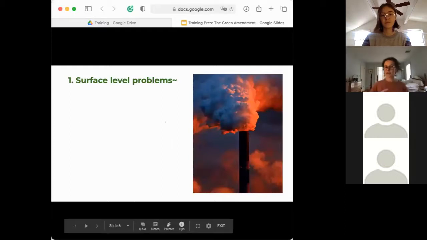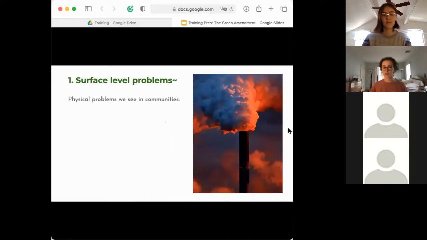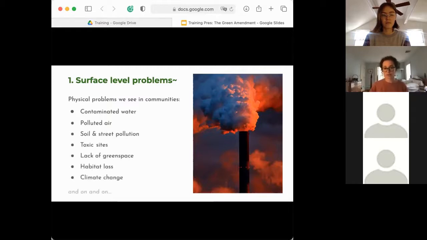All right, so we're going to split up these problems into two different levels. First are surface level problems. Surface level problems are physical problems that we see that are harming communities, that are examples of larger problems or symptoms of way bigger issues. All of these that we are going to list here are examples of surface level problems: contaminated water, polluted air, soil and street pollution, toxic sites, lack of green space. Some of these may seem like they're the root problems, which are second level. But if you think about a lot of these, they are just the physical problems that we see in our communities. They're not the underlying causes.